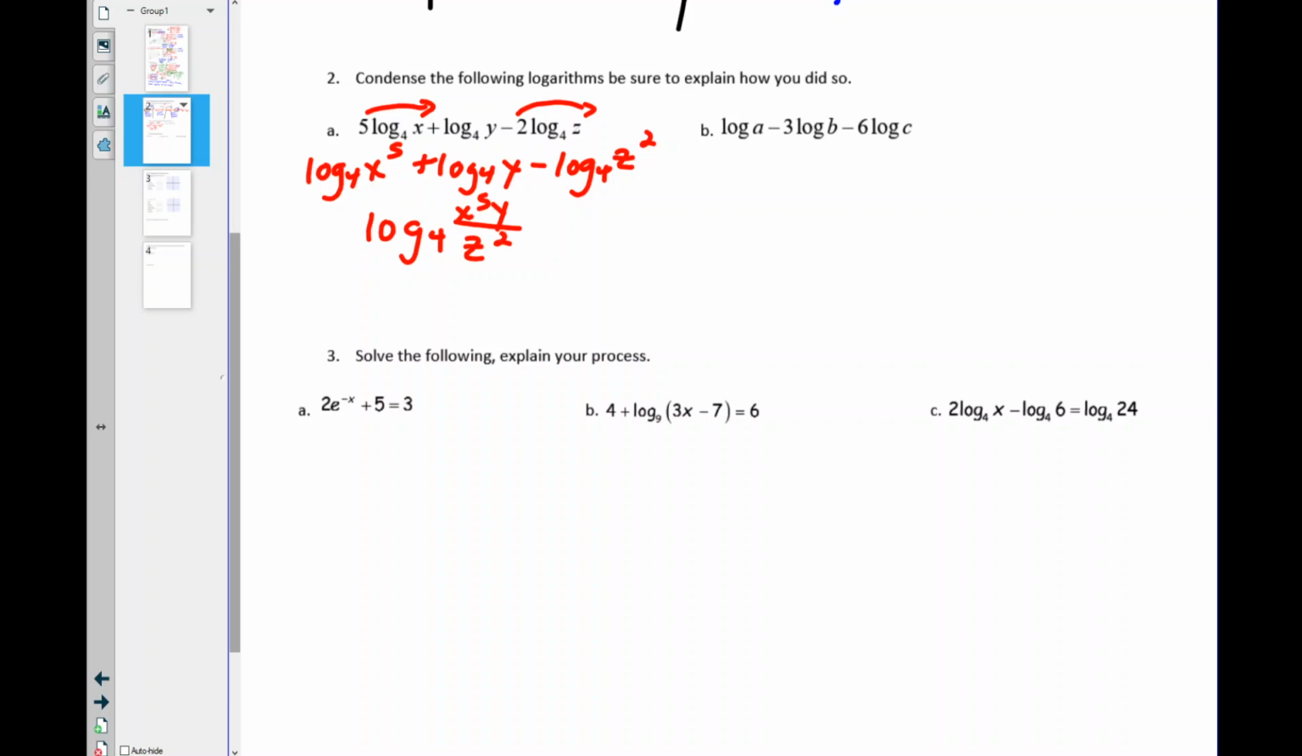What properties were used here? Everything. We use product here because of the plus, we use quotient because of the negative, and we use power on the first step. So this one, power, product, and quotient. Tabarak, you want to try the next one?